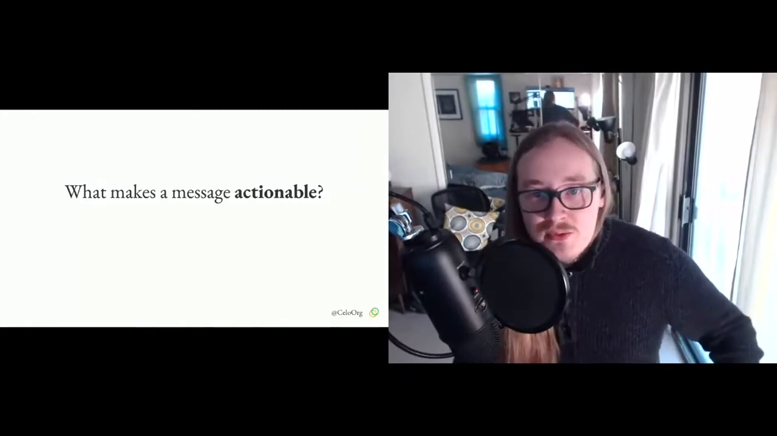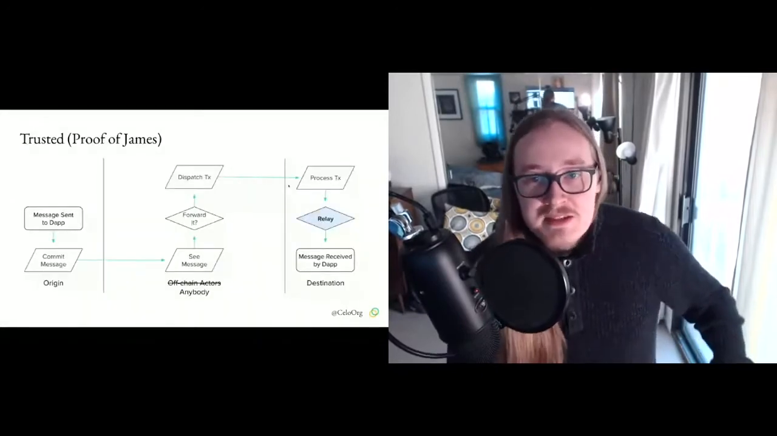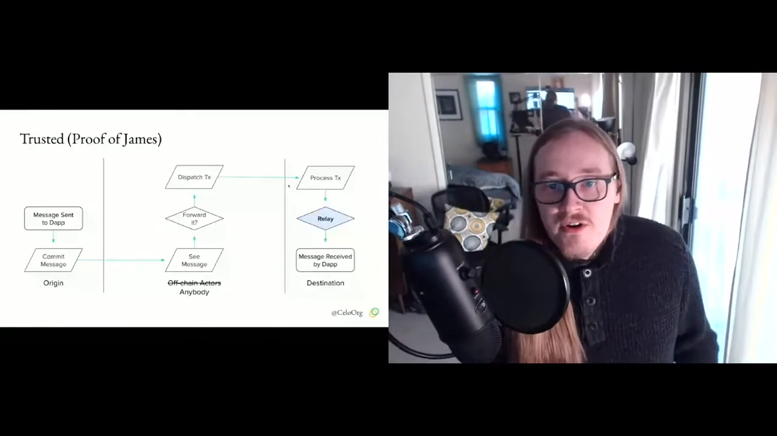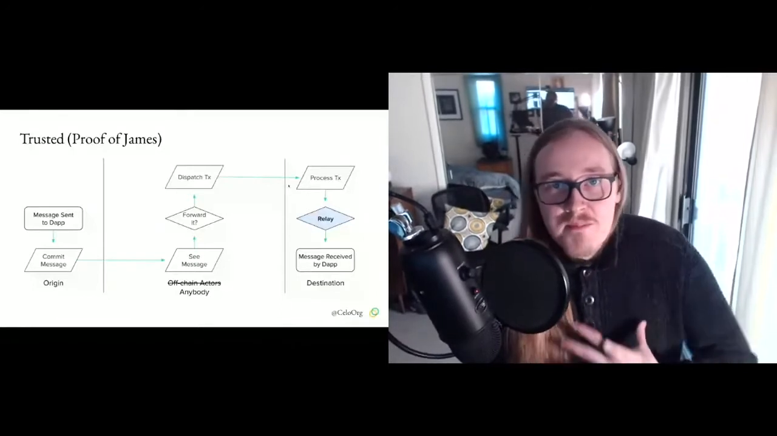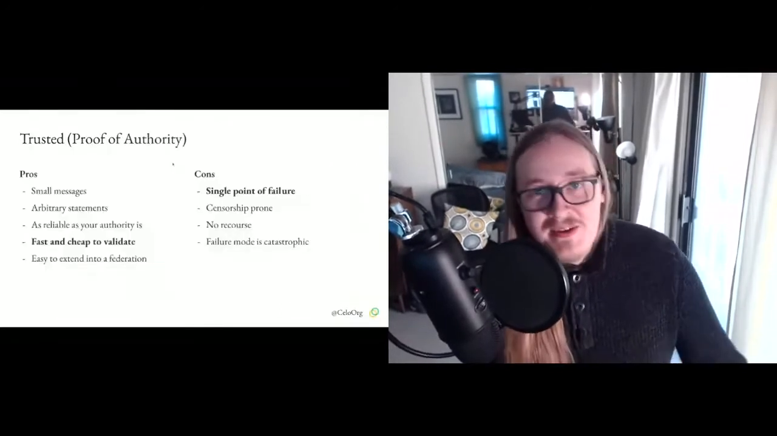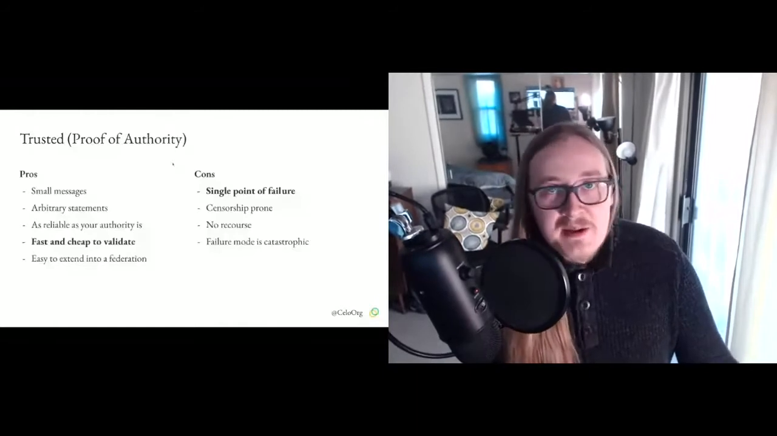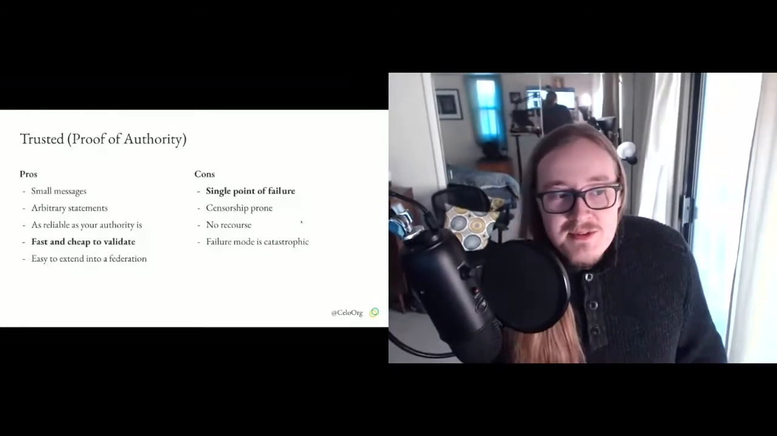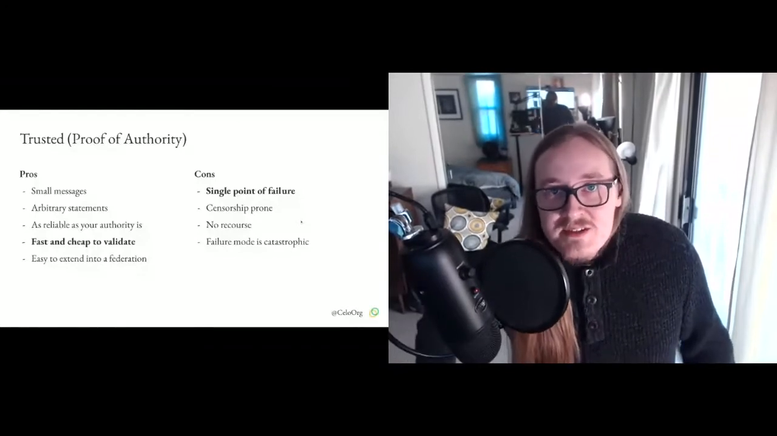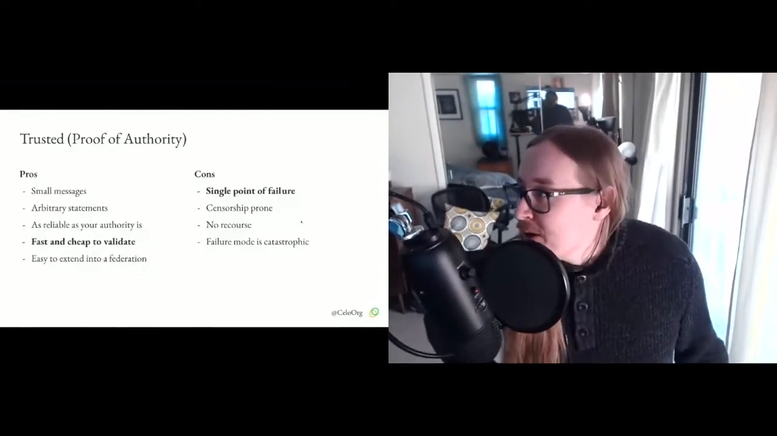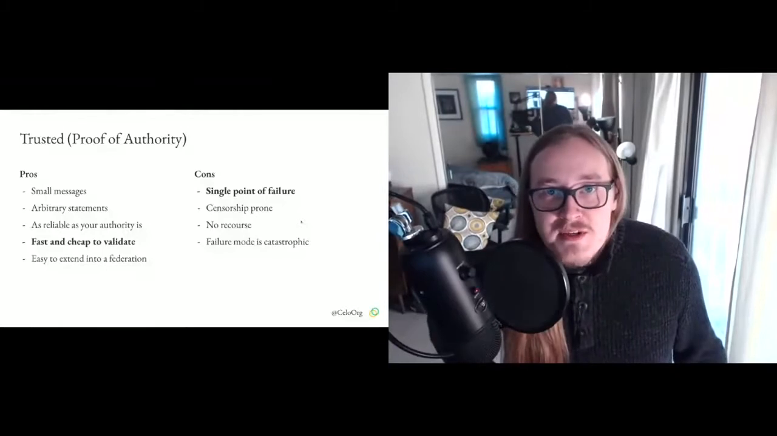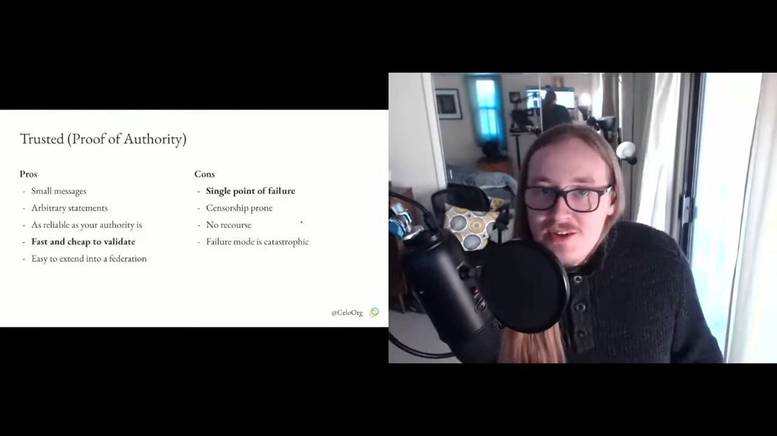So in a proof of authority setting, messages are small and can be arbitrary. I can sign anything. You know, I'm me. I decide what I can sign. And I can update that at any time. And they're fast and cheap to validate. The downsides are that there's a single point of failure. If I get hit by a car tomorrow, then James BTC is not going to be worth very much.